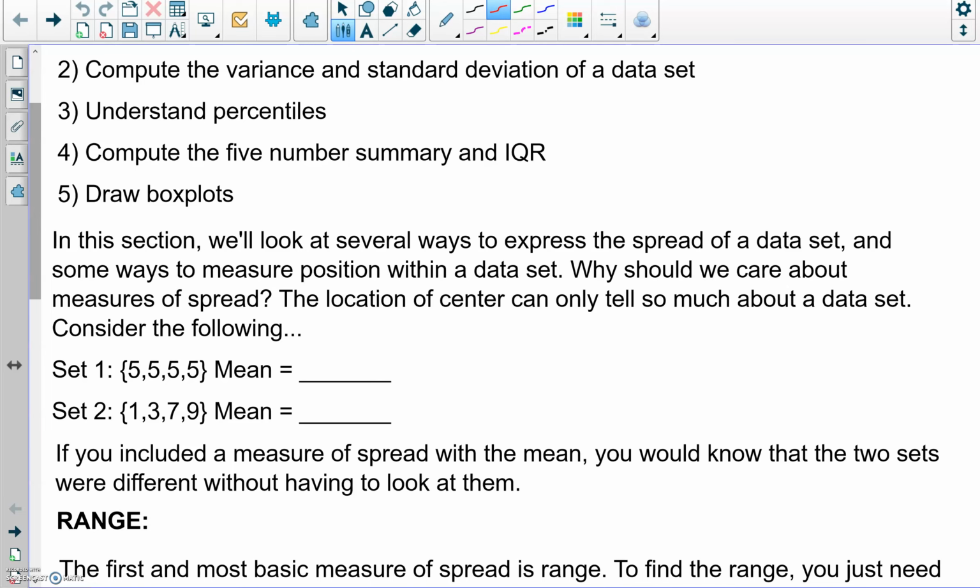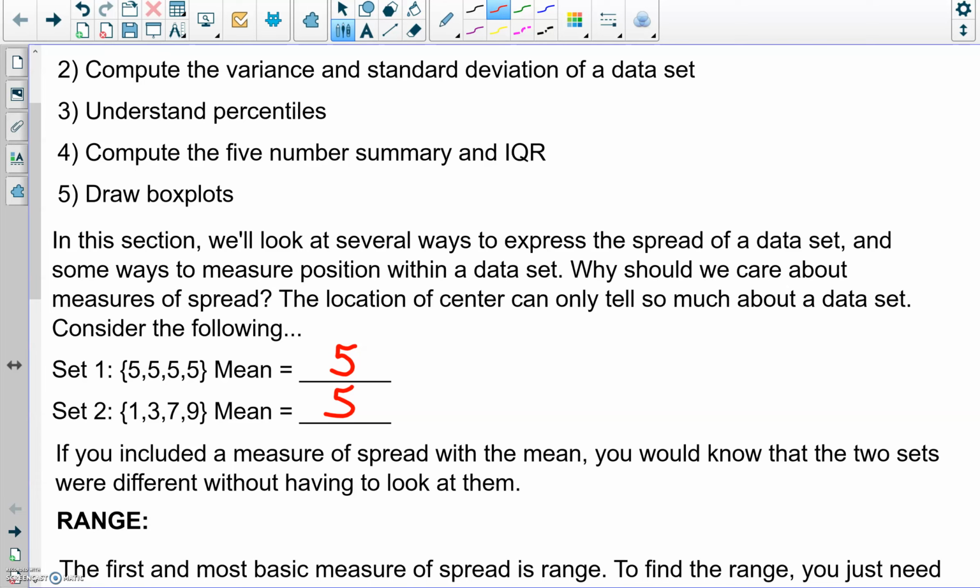So why should we care about measures of spread? Well, the location of center can only tell so much about a data set. Consider the following. We've got these two different sets here. One of them, four 5s. The next one, 1, 3, 7, and 9. Both of them have a mean of 5.